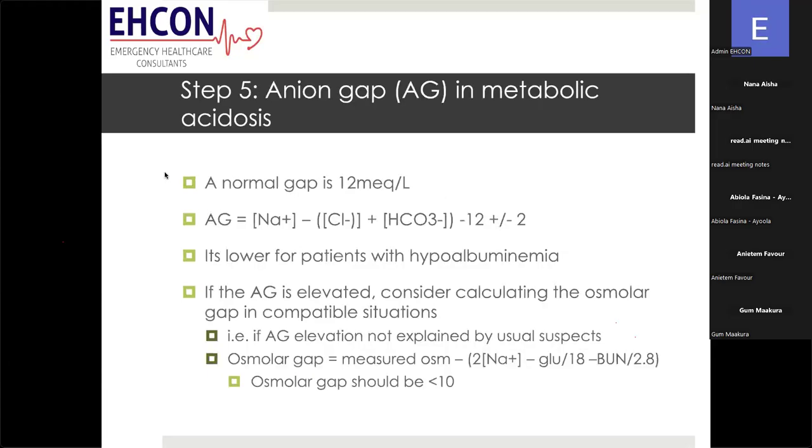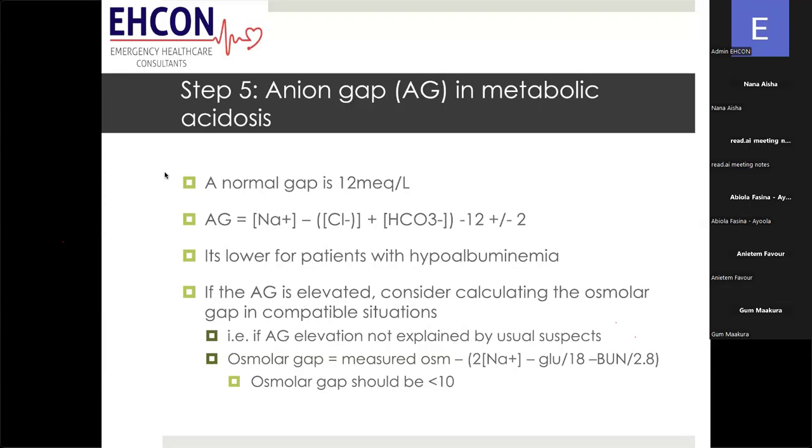So moving right along for step 5, if you found out that the patient had a metabolic acidosis, you then have to calculate the anion gap, to figure out if this is an anion gap metabolic acidosis.